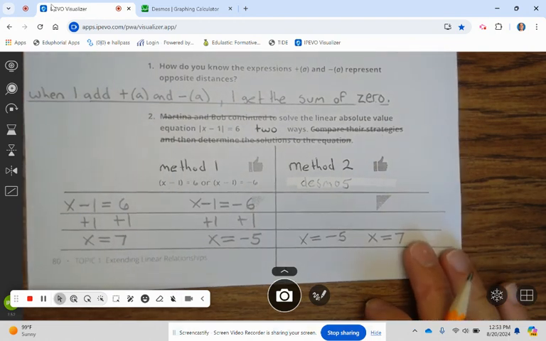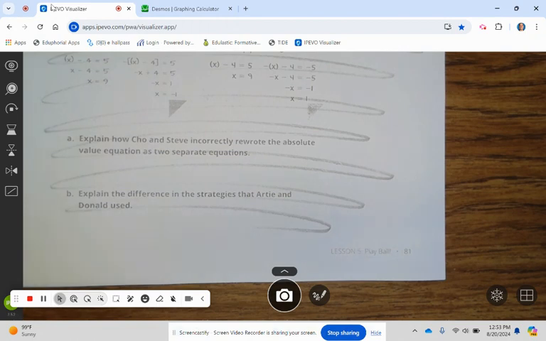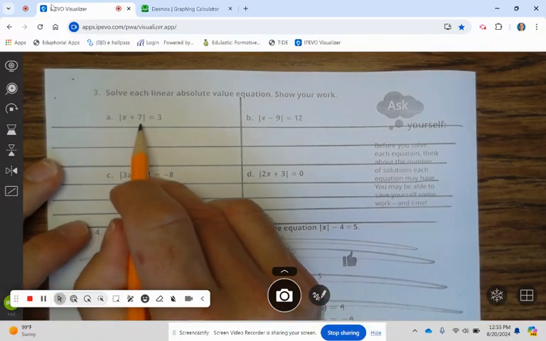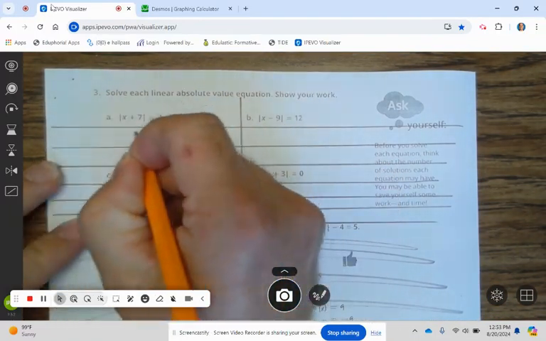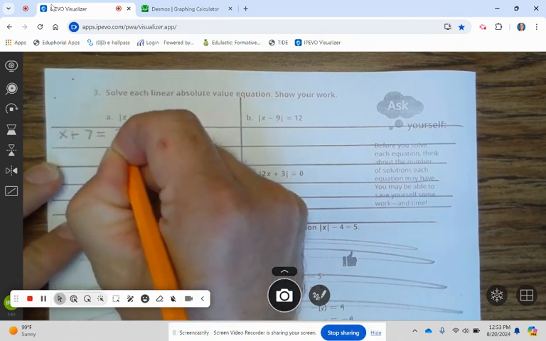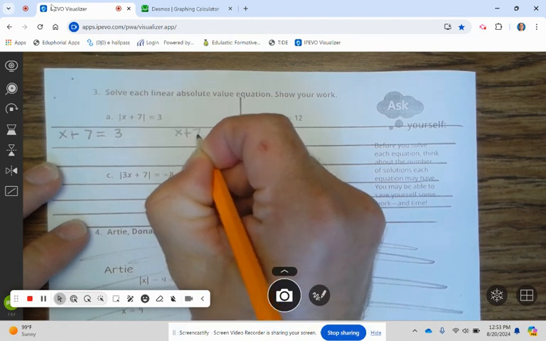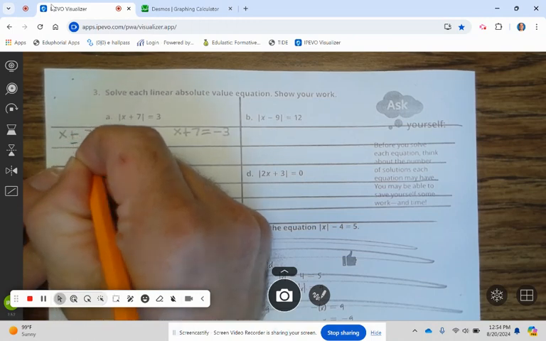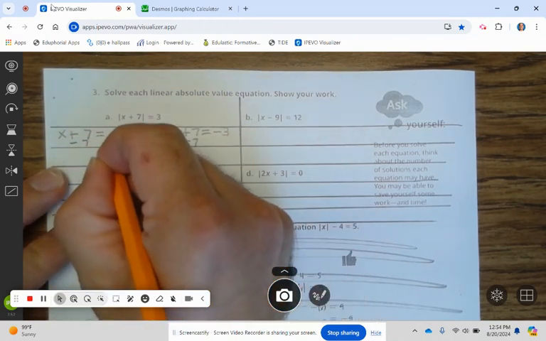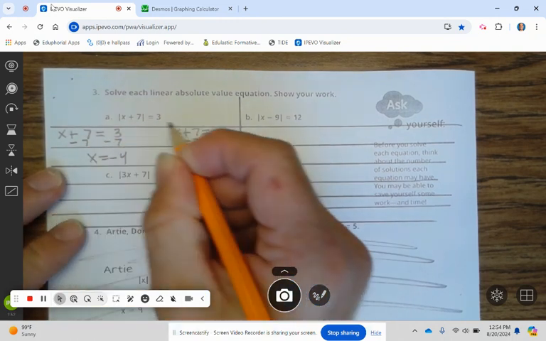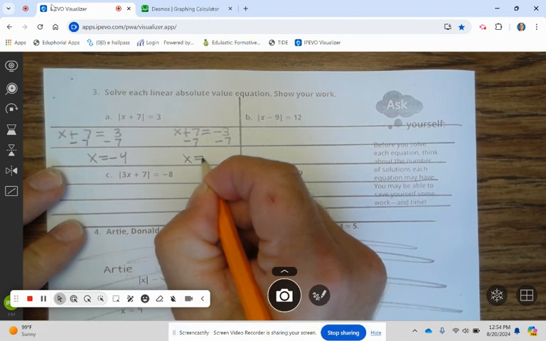All right, let's take a look at the next page. Alright, solve each linear absolute value equation. Show your work. So we have the absolute value of x plus 7 equals 3. So we're going to do x plus 7 equals a positive 3, and x plus 7 equals negative 3. Okay, we're going to subtract 7 from both sides. So that cancels. You get x equals negative 4. And x equals negative 10.